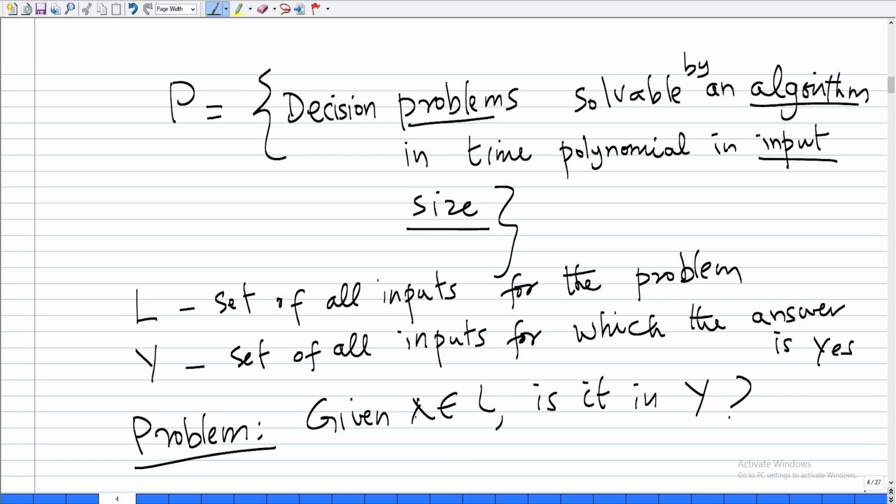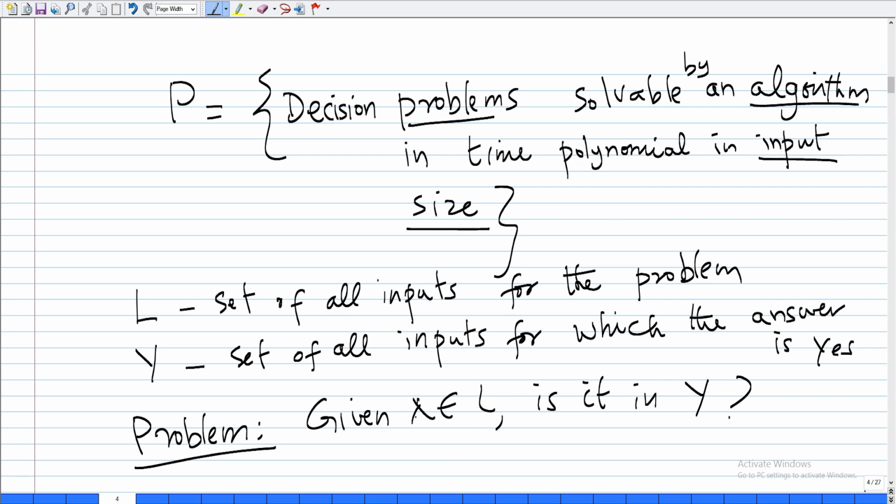So now what is an algorithm? A deterministic Turing machine which will take my x in the language and answer, running in polynomial time, whether it belongs to the set Y or not. This Y, L, everything depends on the problem I am interested in. If I am talking about graphs, L will be the set of all graphs. I may be talking about formulas, then L may be the set of all formulas. I may be talking about strings, then L will be the set of all strings, and so on.